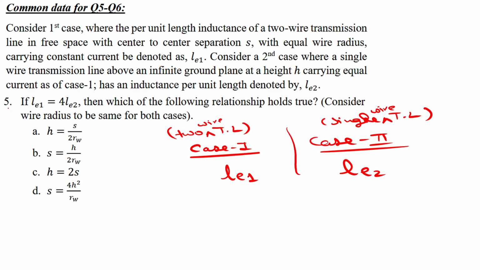Okay, now question 5 is asking if the inductance per unit length for the two wire transmission line in case 1 is equal to 4 times that of the inductance per unit length Le2 in case 2, then which of the following relationships holds true? And we have to consider the wire radius to be the same in both cases. So I hope you got the idea, because for both the cases, we have seen the formula for finding out this inductance per unit length.